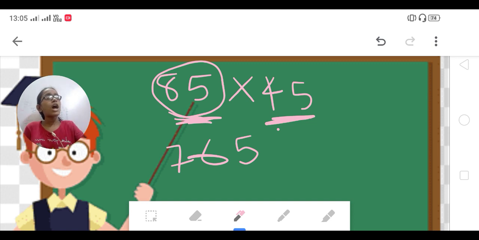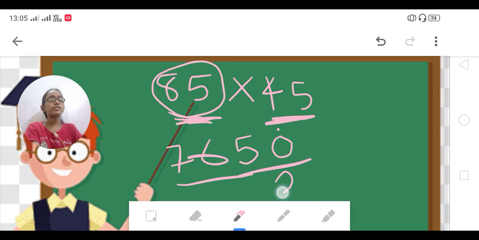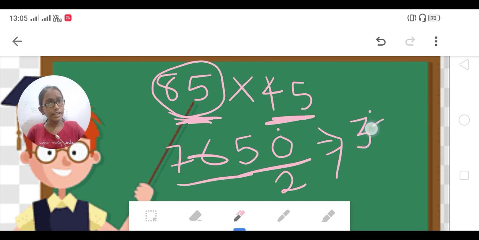Okay. Now, once you get the answer, add a 0 behind and then divide the number by 2. So your answer now would be 3825. Isn't it simple? Very, very simple.